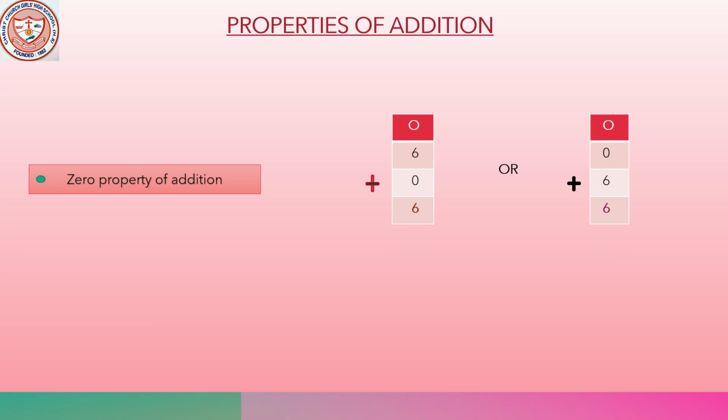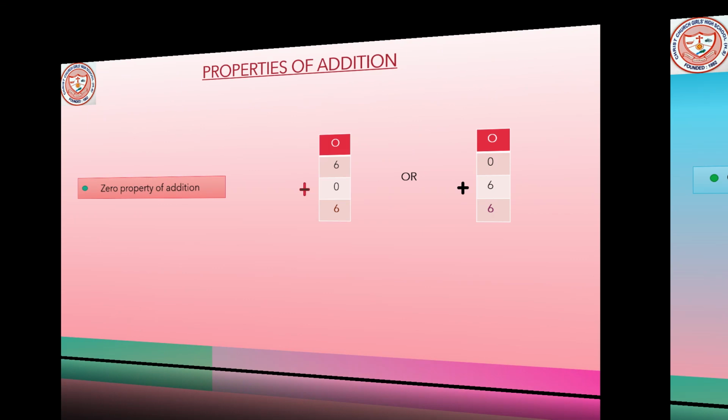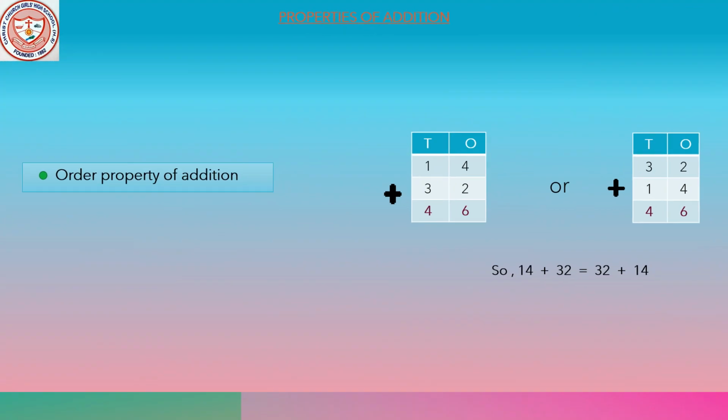And the second property of addition is the order property of addition. Changing the order of the addends does not change the sum. Order property of addition. Changing the order of the addends does not change the sum.